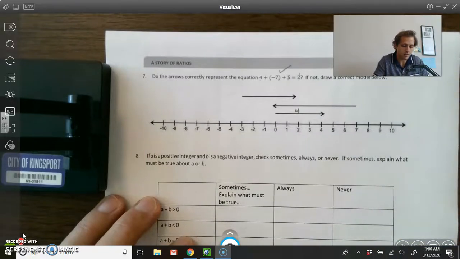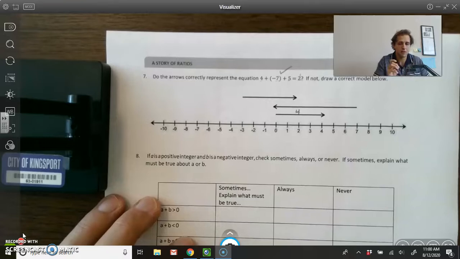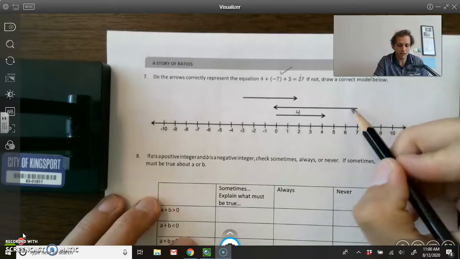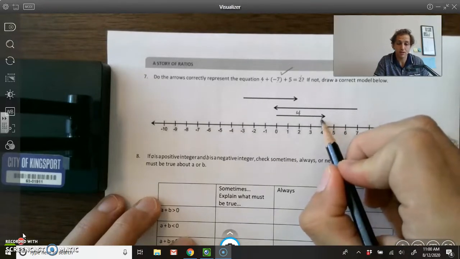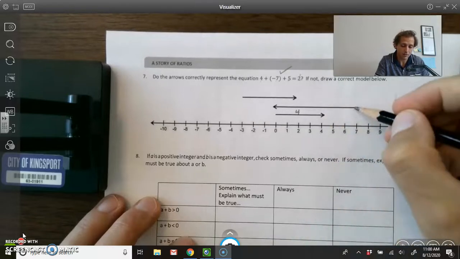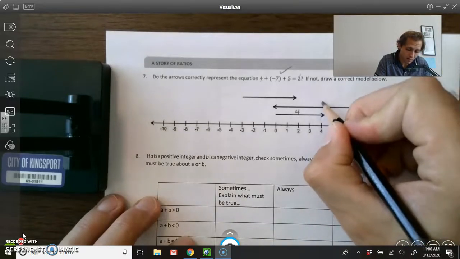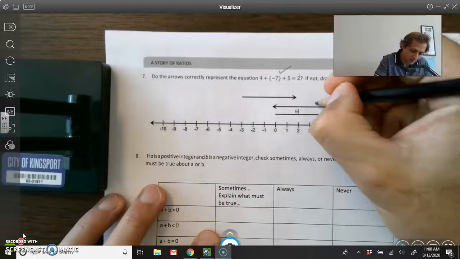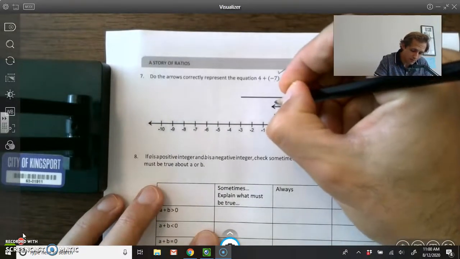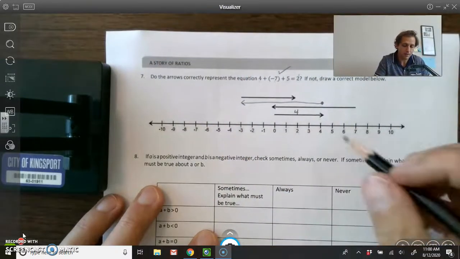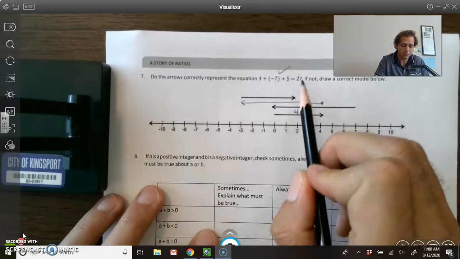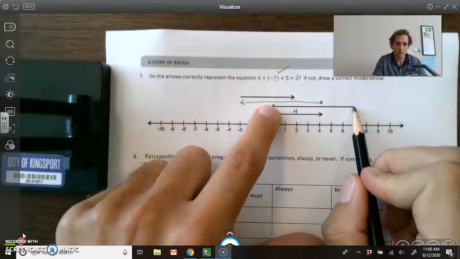My next integer is negative 7. It should be 7 units to the left, but it should start at the end of my first vector. Does this vector begin at the end of this vector? And the answer to that question is obviously no, it does not. So this vector should actually start right here, and it should go 7 spaces to the left. There's 4, and then 3 more, and it would end at negative 3. Now, after you add 5 to negative 3, you would get 2. So the placement of this vector is incorrect.